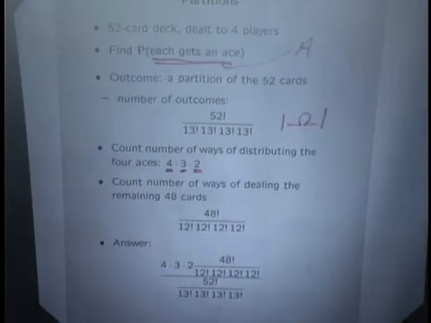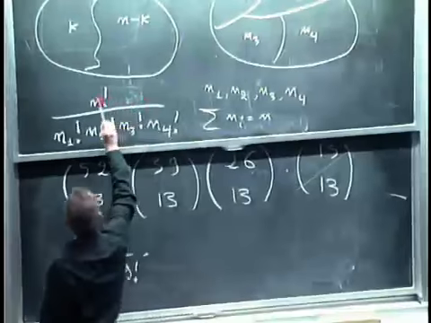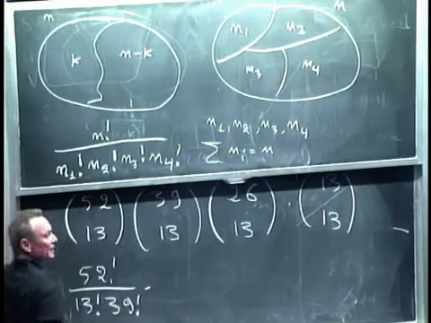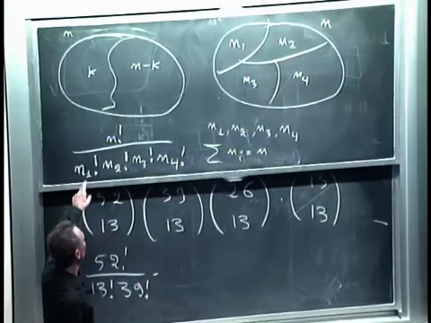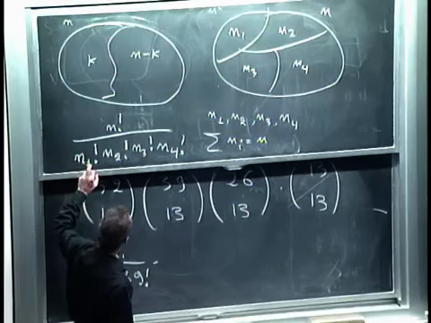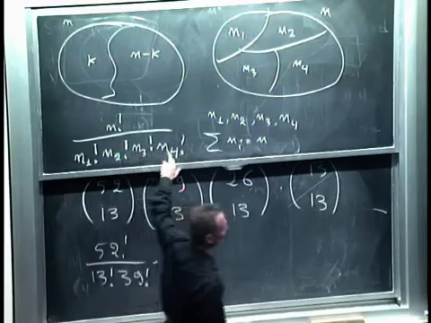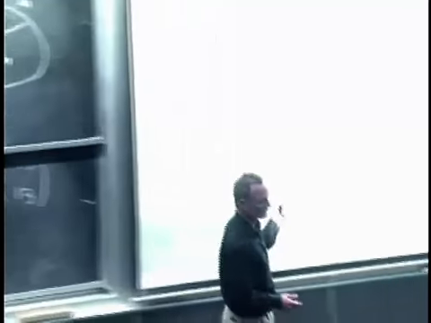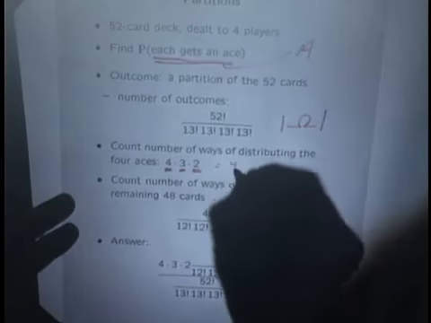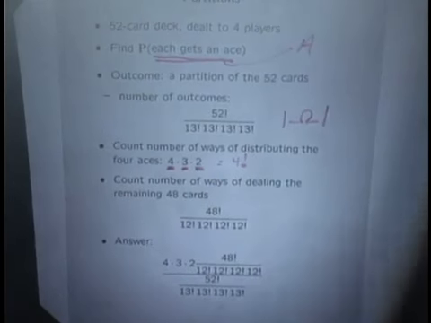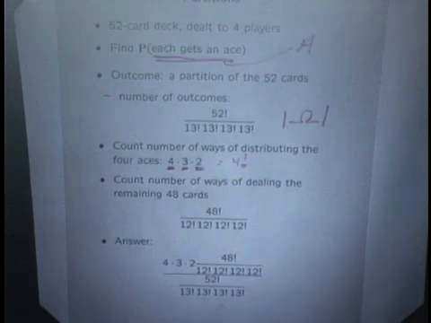It's actually the same as this problem, starting with a set of 4 things. In how many ways can I partition them into 4 subsets where the first set has one element, the second has one element, the third one has another element, and so on. So it agrees with that formula by giving us 4 factorial. Okay, so there are different ways of distributing the aces.